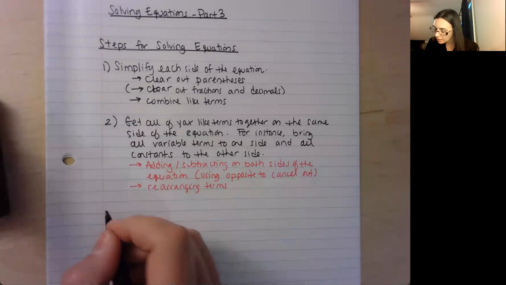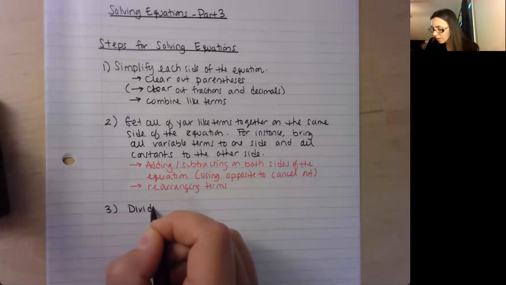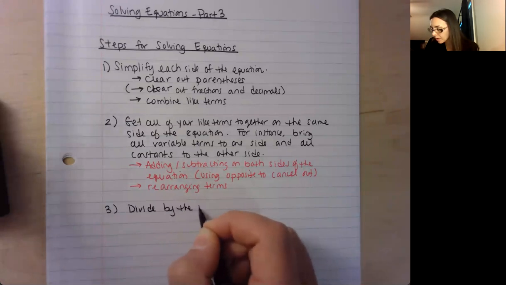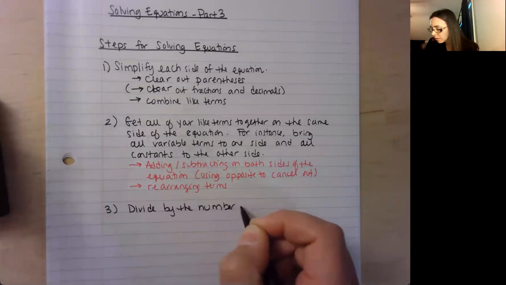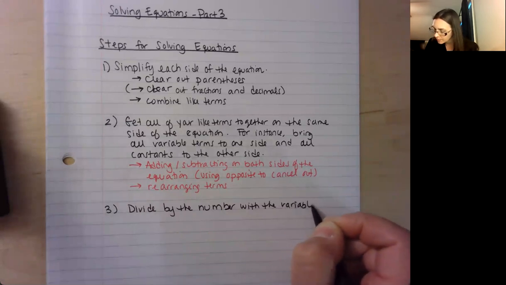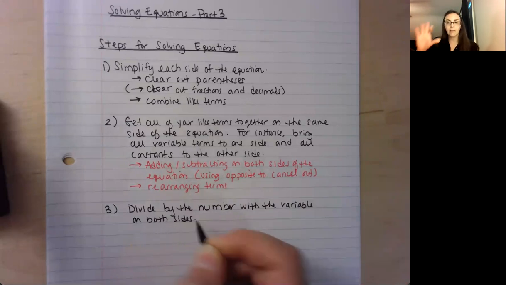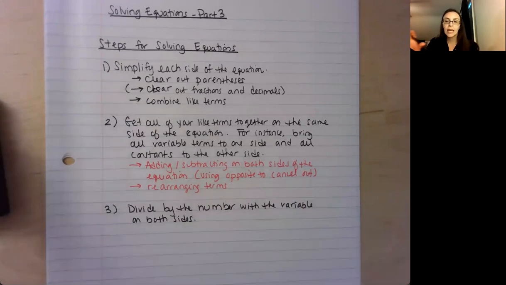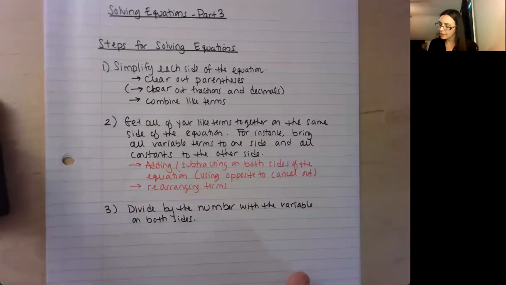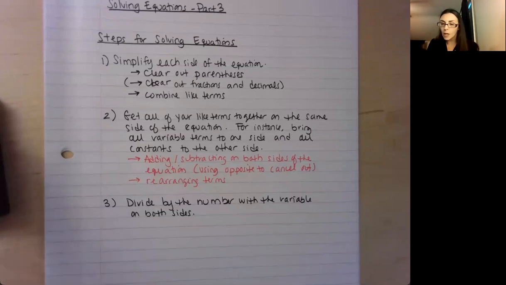Once you've done that, then what you're going to do next is divide by the number with the variable on both sides. So after step 2, you should have just one thing equals one thing. There should be no more plus and minuses. Everything should be cleaned up. So step 3, you're just going to divide by the number with the variable on both sides. And this is that multiplication property that we learned about.